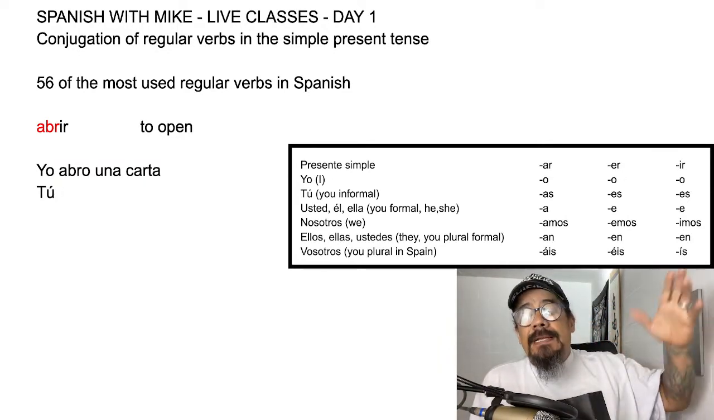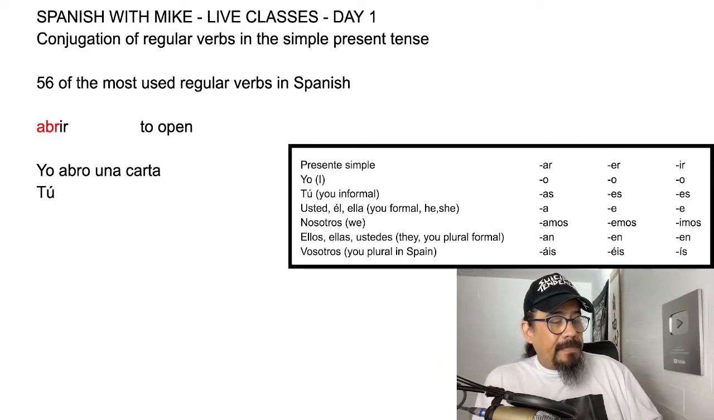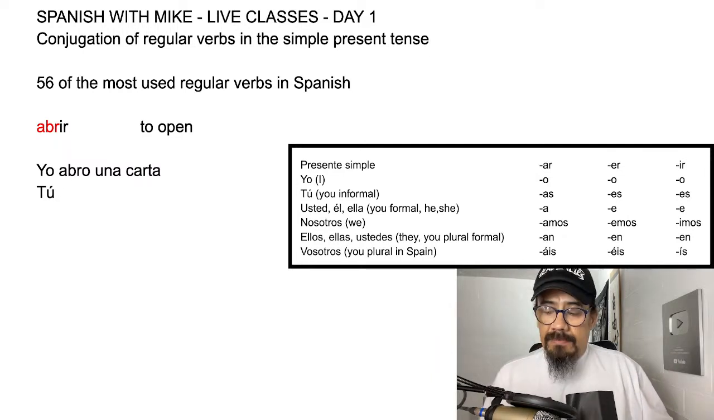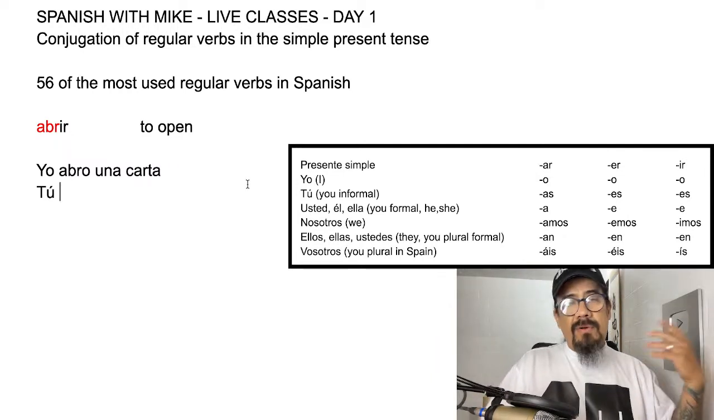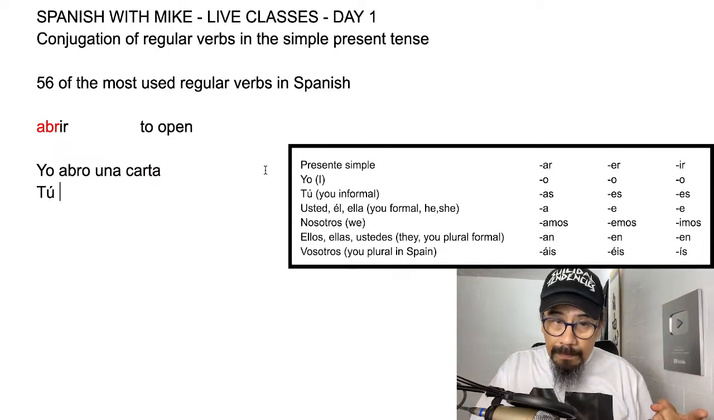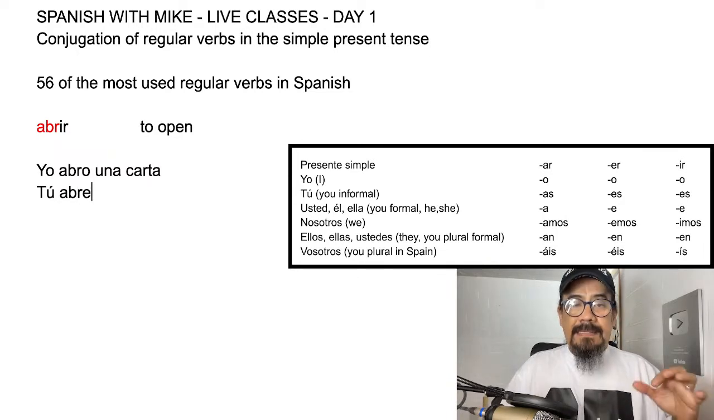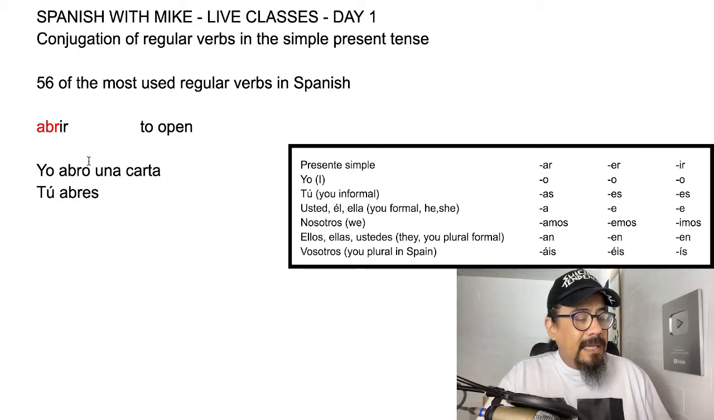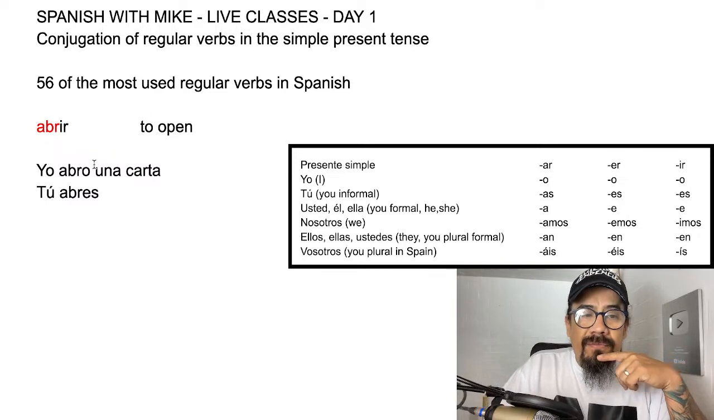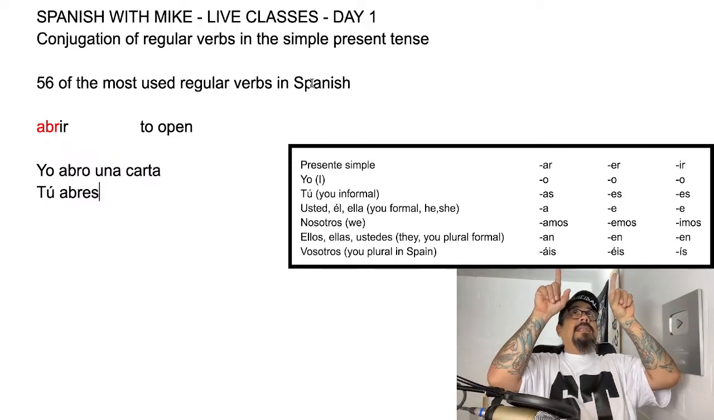And especially, let's say here in Latin America and Colombia, we use that if we are close to the person, if we feel comfortable, like we are close friends, or if it's a close relationship, we say tú, right? And it is tú abres. Can you see how the ending of the verb changes depending on the subject according to this table that I have here? You see the table?